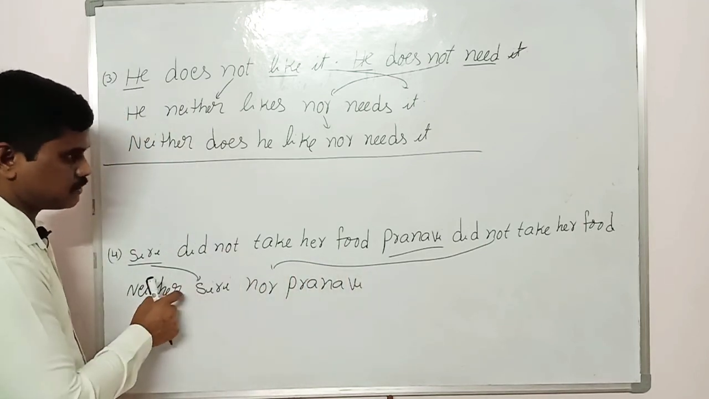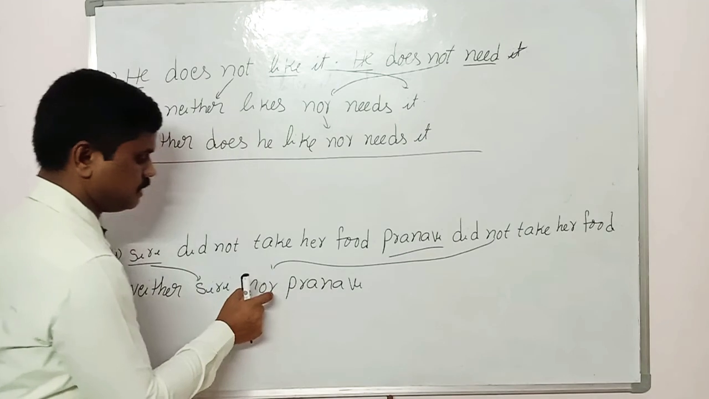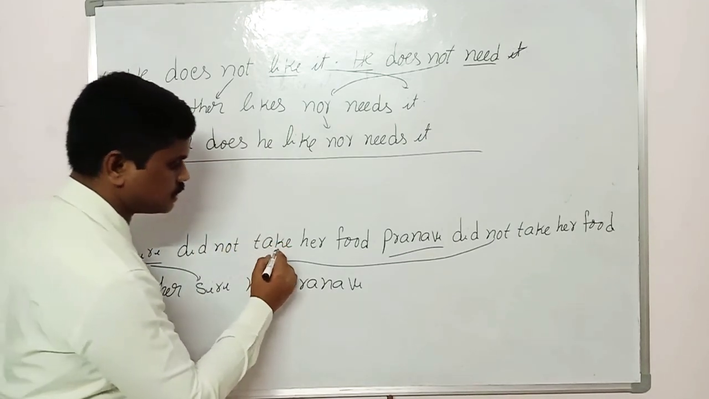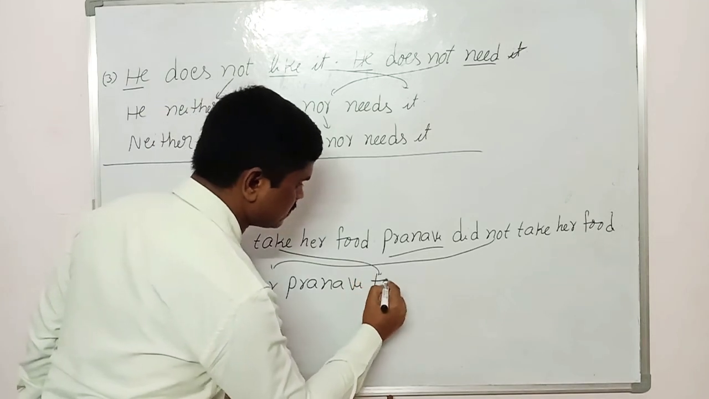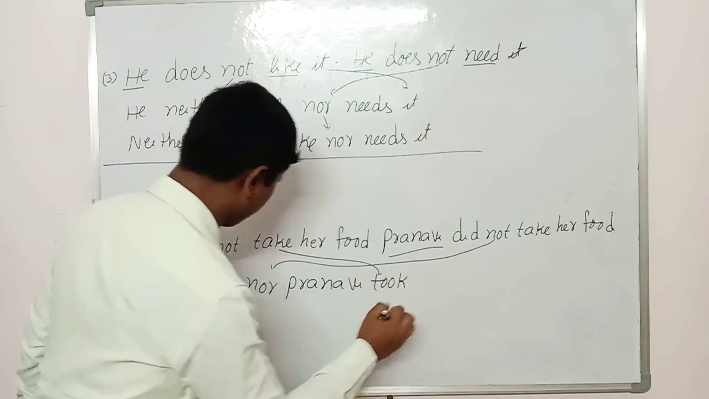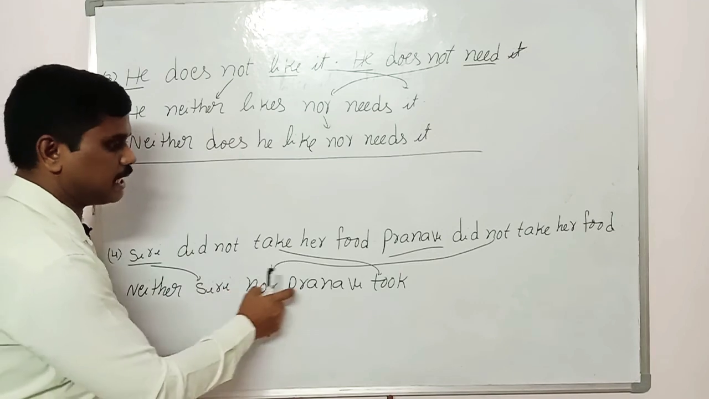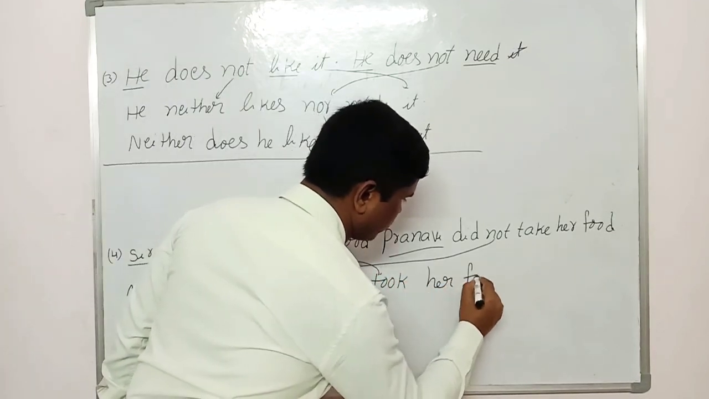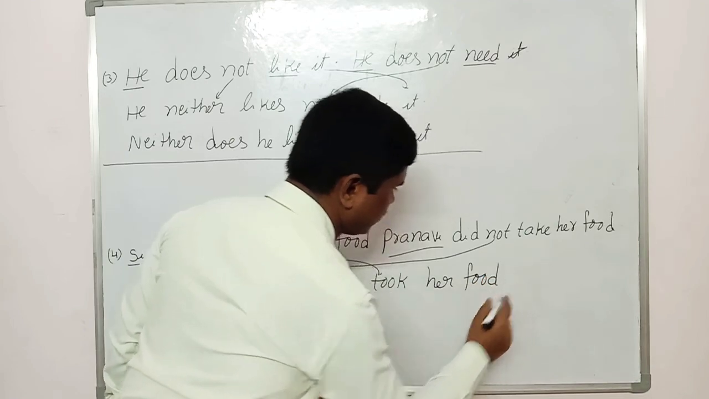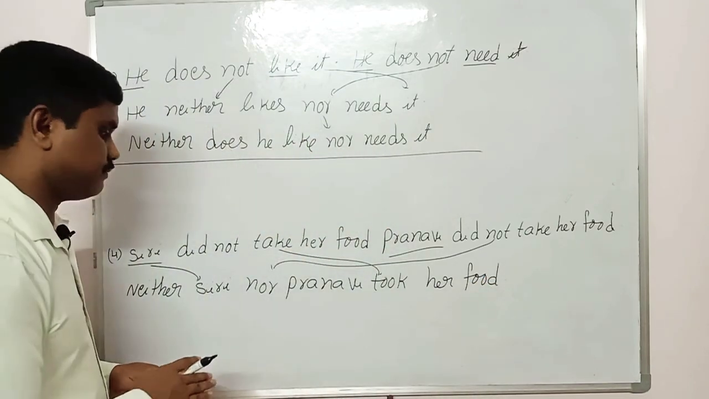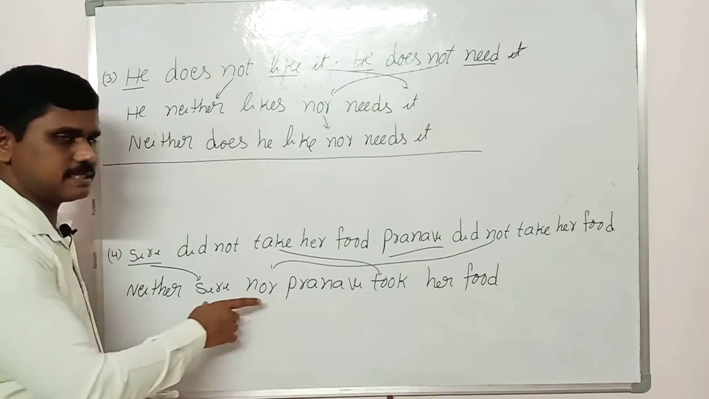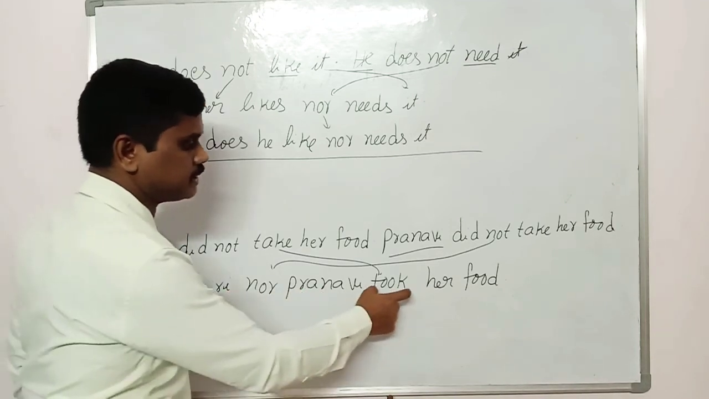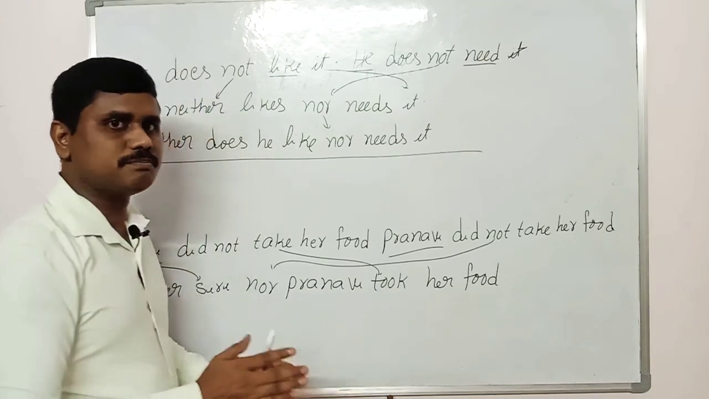Here not changes to neither, here not changes to nor. Did verb 1 changes to verb 2 past tense, that is took. Neither Siri nor Pranavi took her food. This is the way we have to write, but be careful. This sentence is very important. Neither Siri nor Pranavi took. Here took means verb 2 past tense.